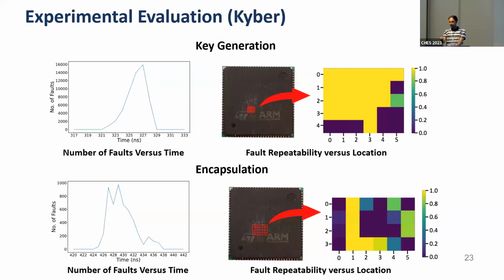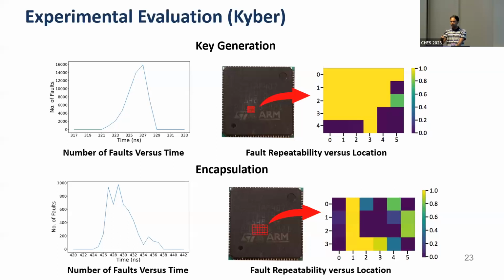These are some of the results when targeting Kyber. The first plot that you see here is the number of faults versus time. Here you can see that about 10 nanoseconds of the time window is available for an attacker to inject the zeroization faults. And this is the spatial location on the chip where we were able to inject the fault. This is the cartography where the several yellow blocks denote locations where we were able to achieve a fault with 100% repeatability.